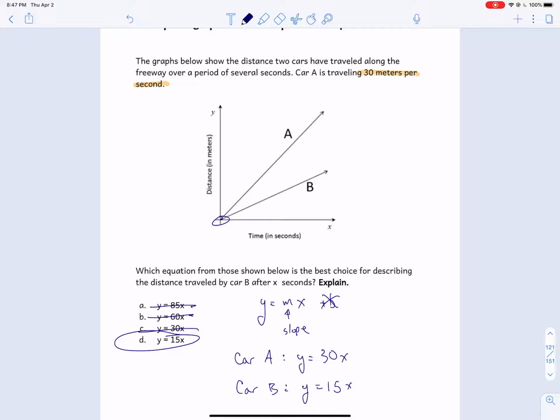Just like we did before, if we were to choose a point and draw a vertical line, we could compare the distance traveled in that same amount of time. My line's not perfect, but this distance is about half of this total distance. My lines are not perfect, but yeah, it makes sense. So D is our only reasonable choice. So that's it for this one.